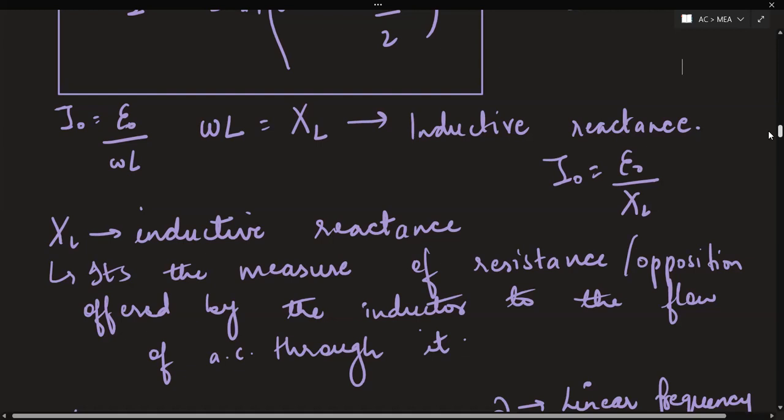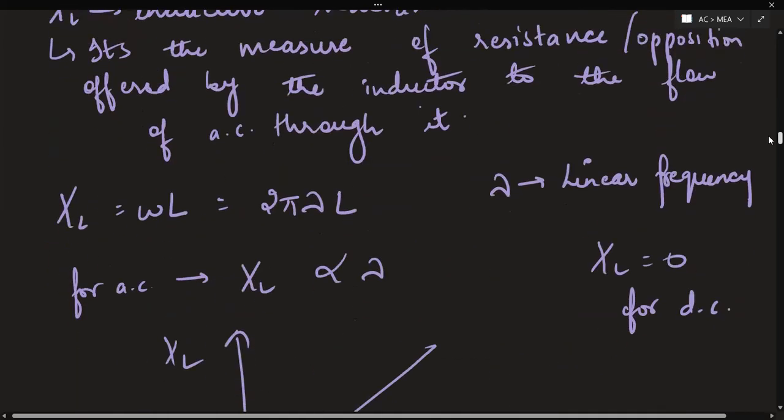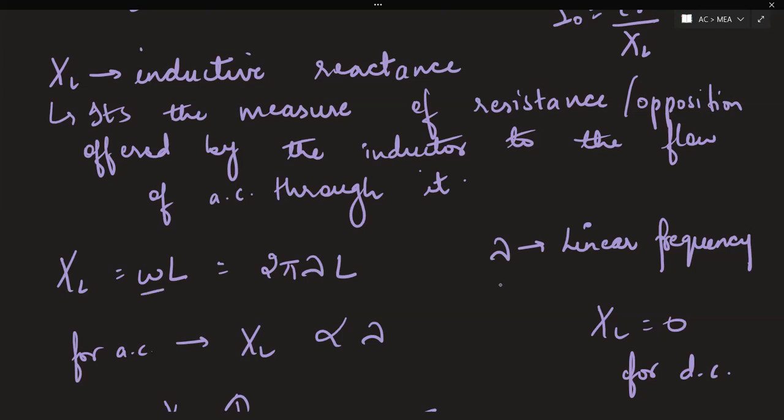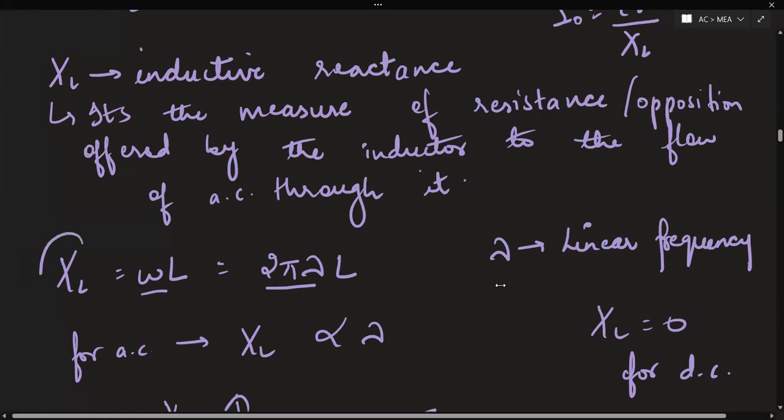So omega, you can expand this as what? You can expand omega as 2 pi nu, where nu is the linear frequency. XL is equal to omega L, and omega you can write as 2 pi nu. So if in the question linear frequency is given, use this relation to convert, and then solve further. Now you can see one more thing. From here, XL is directly proportional to frequency.